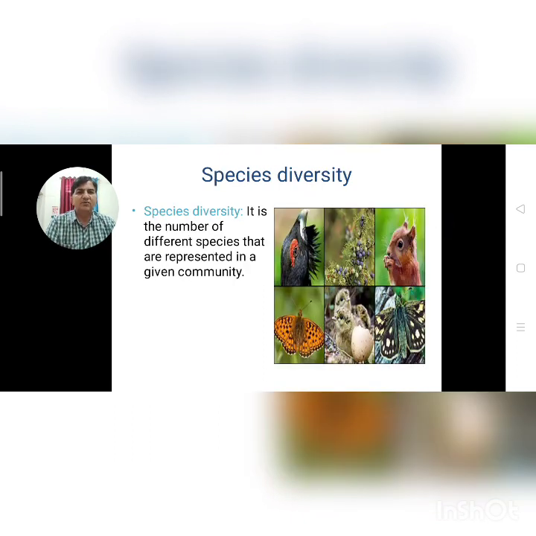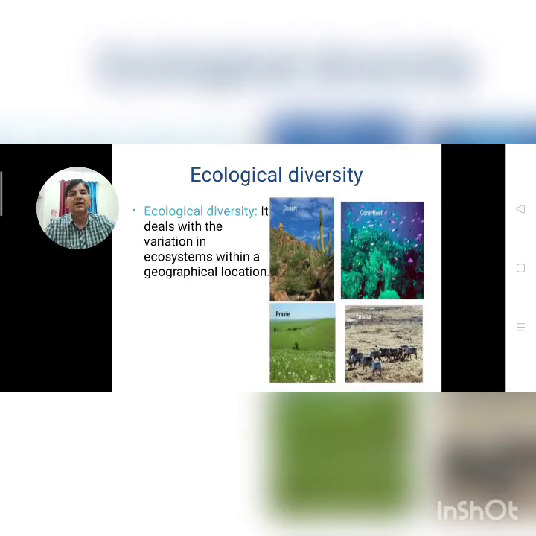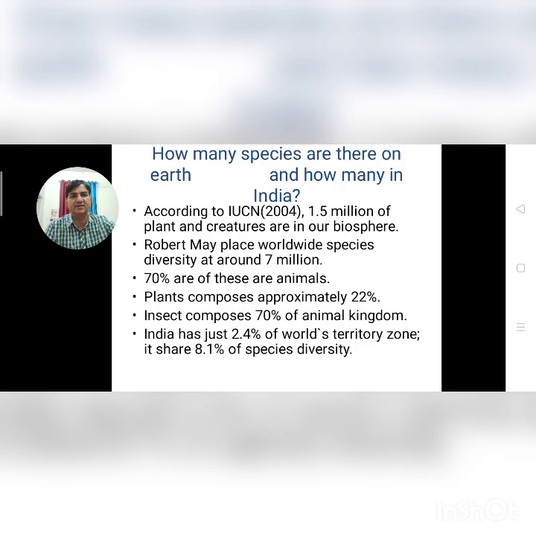Species diversity, as I have already mentioned, is the number of different species that are represented in a given community. You can name anything, whatever you see on Earth, that is species diversity: different kinds of plants, animals, fungi. Then ecological diversity, that is again ecosystem diversity. We have deserts, coral reefs, prairies, tundra, taigas, and different kinds of ecosystems are available with us.